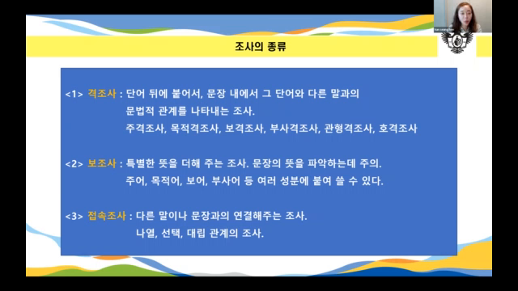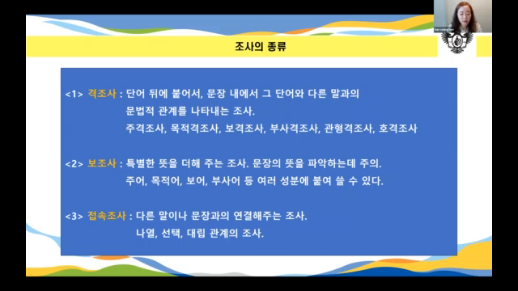complement particles, 보격조사, adverbial particles, 부사격 조사, and predicative particles, 서술격 조사. Oh, I missed 서술격 조사, sorry. And adnominal particles, 관형격 조사, and vocative particles, 호격 조사. And second, auxiliary particles, 보조사 in Korean.